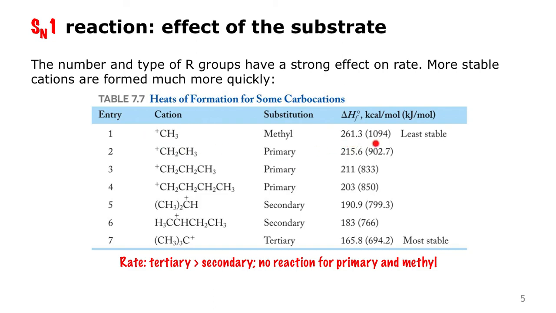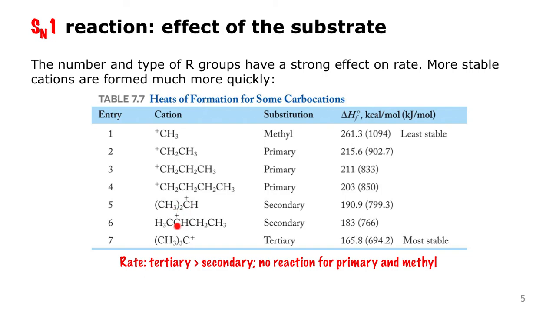It has a very high endothermic heat of formation. It means it's energetically almost unobtainable. You can't make methyl carbocations. Primary carbocations don't exist in normal reactions because they're too high in energy. Getting to these numbers enthalpically is very difficult. When you get to secondary carbocations, you notice the carbon here that bears the positive charge has two carbons attached.